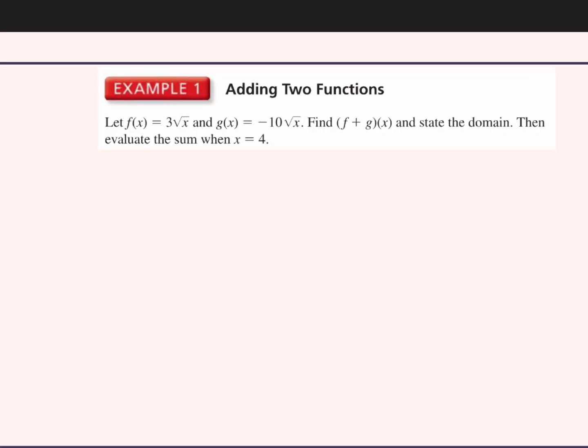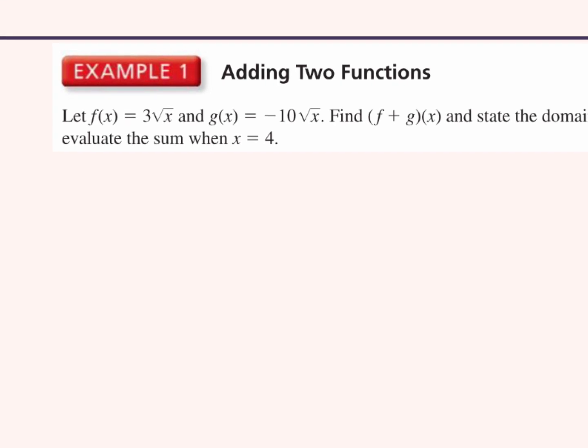So example 1. It says let f of x be equal to 3 square root x and g of x is equal to -10 square root x. It's asking us to find f plus g of x. So we're adding our functions. Then we have to state the domain and evaluate the sum when x is equal to 4. So let's do one thing at a time. We're going to find f plus g of x.